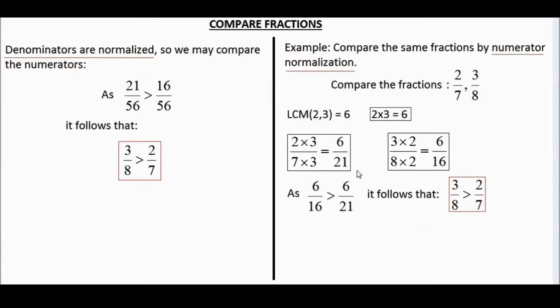Now, larger the denominator, smaller the fraction, isn't it? So 21 is larger than 16, so 1 by 21 is smaller than 1 by 16. Therefore, 6 by 16 must be larger than 6 by 21. And therefore it follows that 3 by 8 is larger than 2 by 7. The same conclusion that we arrived at using the denominators normalization approach.